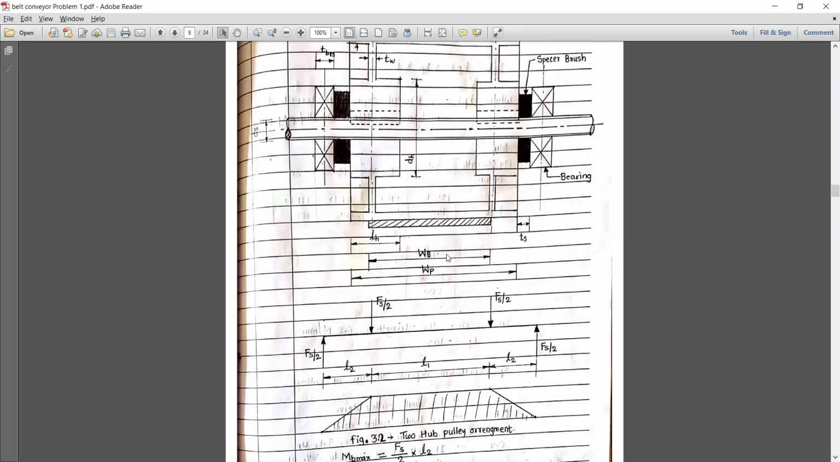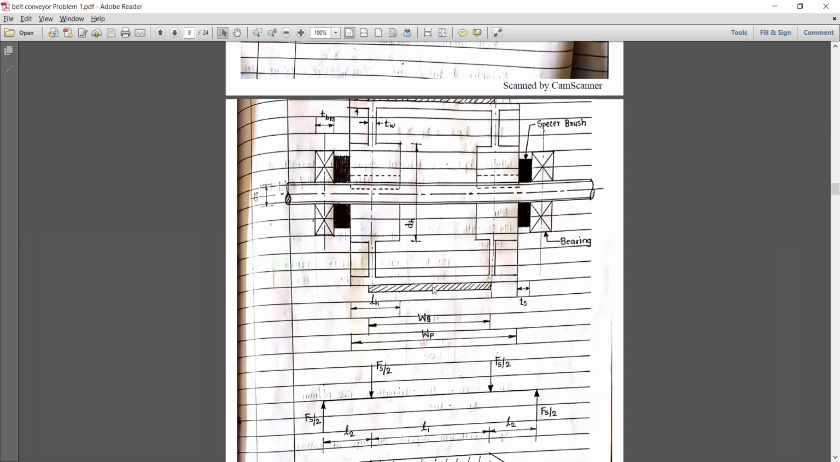Okay, now next you can look at this diagram, that is the design of pulley hub. Here the pulley is mounted over the bar, and a spacer between the pulley and bearing is provided, so that the misalignment or whatever shocks occur due to rotation can be absorbed by the spacer bush. Okay, and the proper alignment can be maintained.